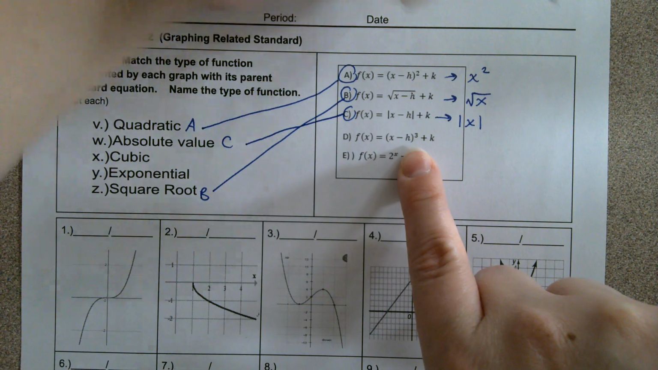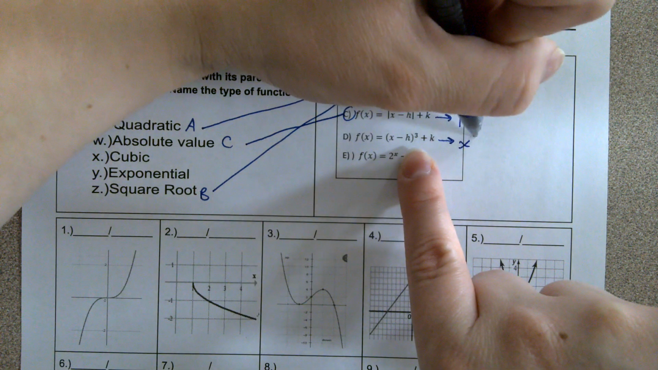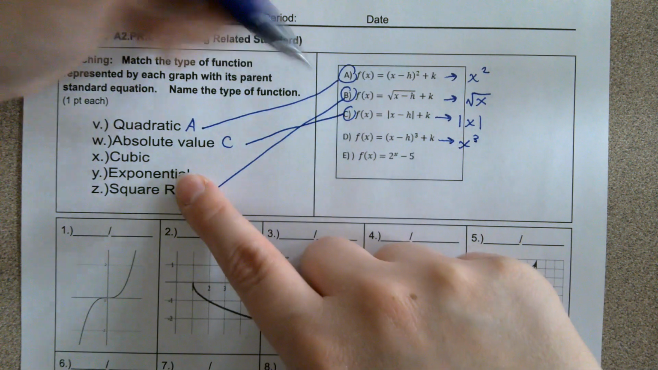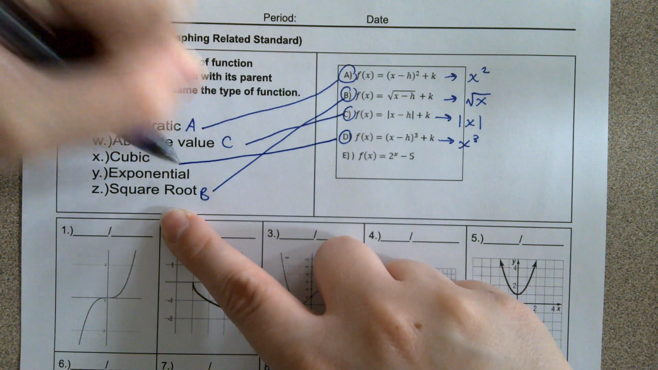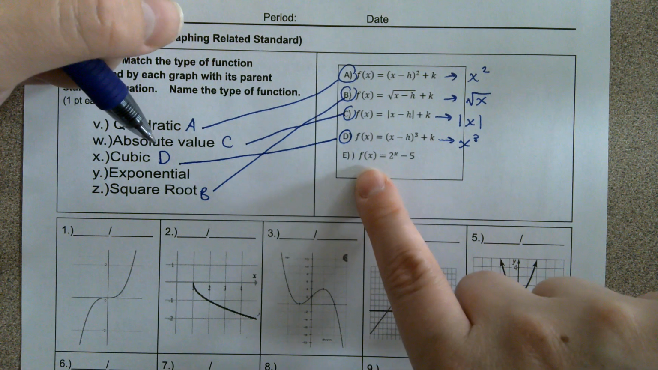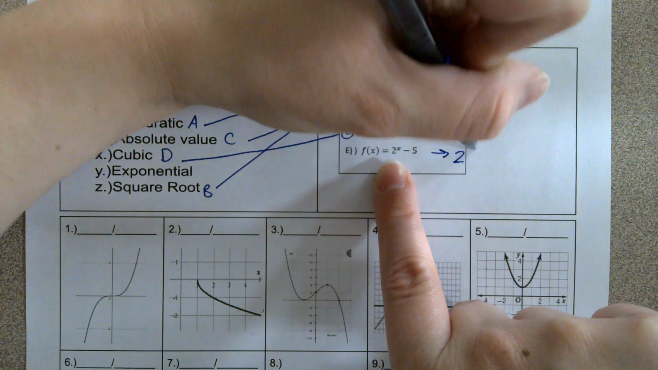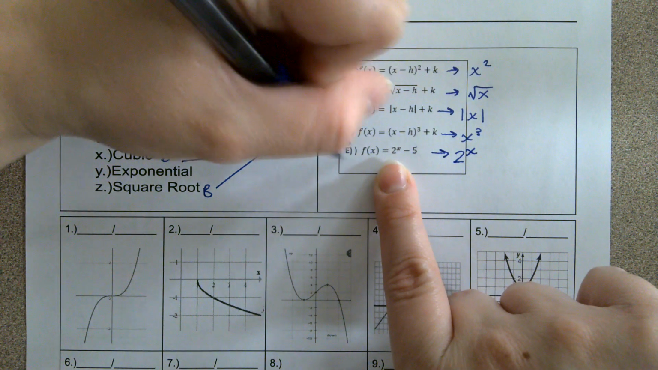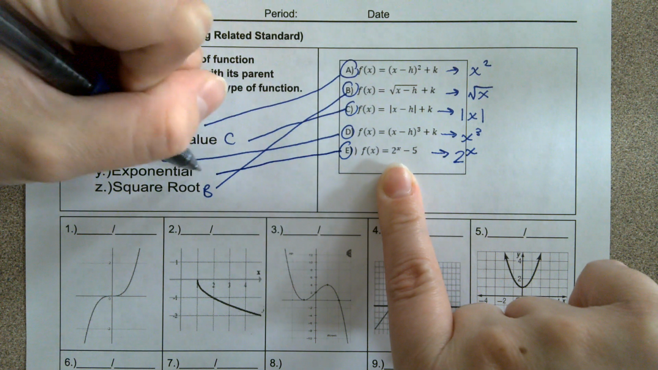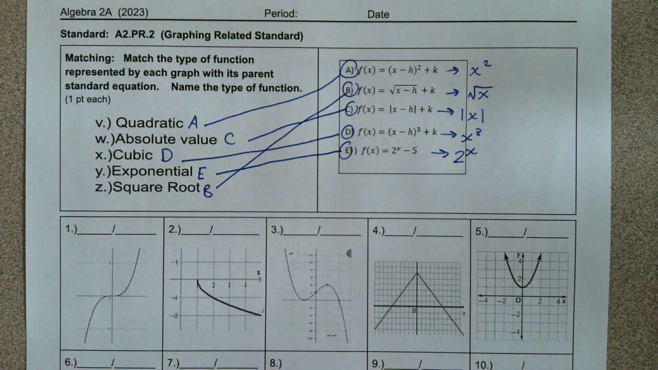Two more. Here we have the cubed, x cubed, so that's cubic. So D is going to go with X. And then obviously these are going to go together. This is our exponential where we just have 2 to the x, for example. So E is going to go with letter Y.